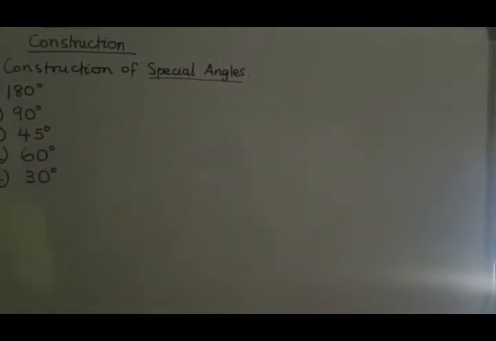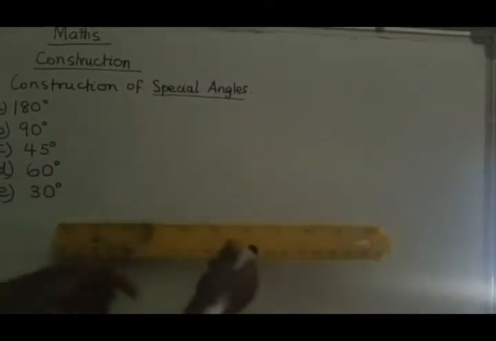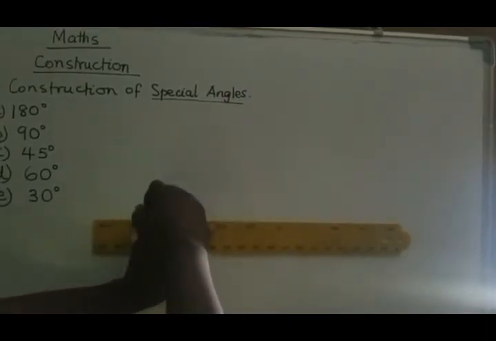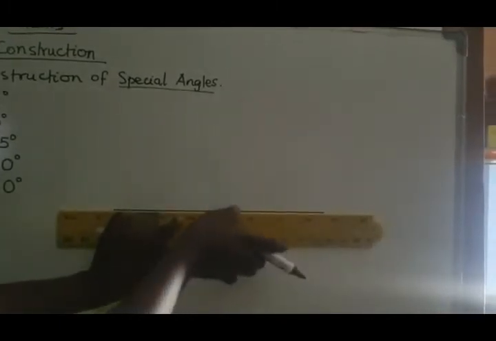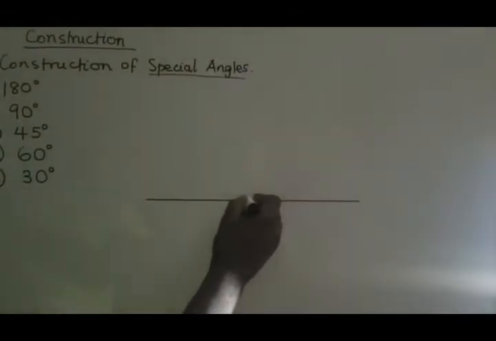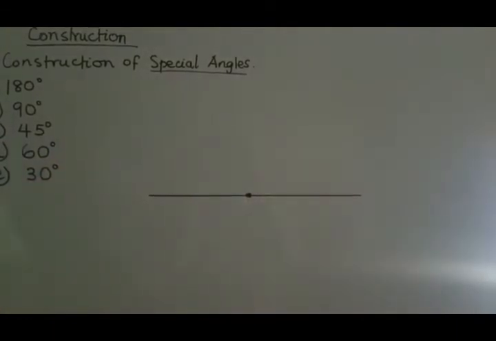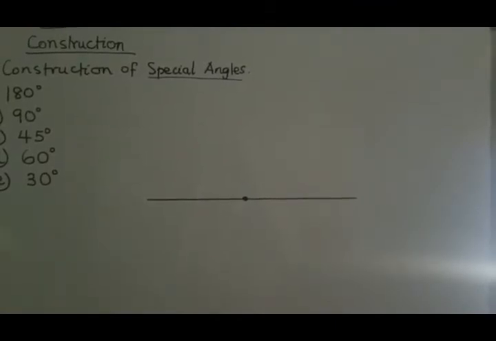Okay, now let's construct angle 180 degrees. We're going to start with 180 degrees. So let me just get my ruler. We want to construct 180 degrees. Look at it now. That is just angle on a straight line. That's 180 degrees. You can see that. And then let's mark out a point and let's draw angle on a straight line.